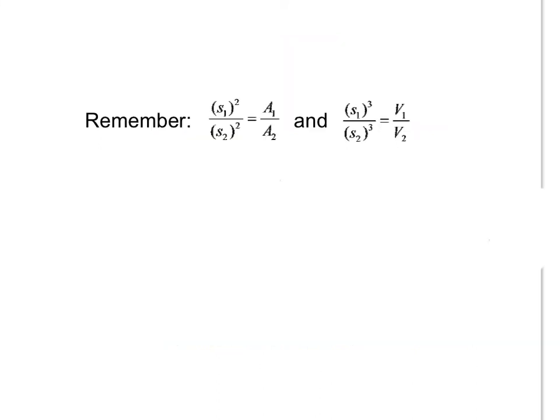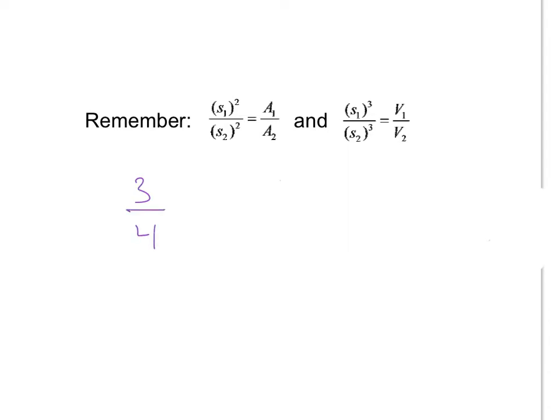If I take my scale factor, the ratio of the linear measures, and I square it, I get the ratio of their areas. If I take my linear measures and I cube them, I get the ratio of their volumes. So actually, let's do a different number right now. What if the scale factor of two shapes was 3 to 4?